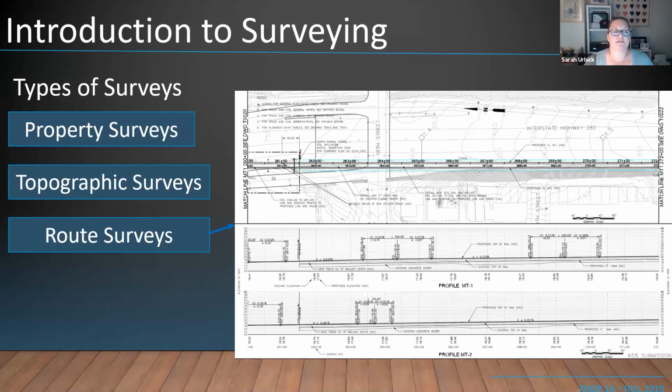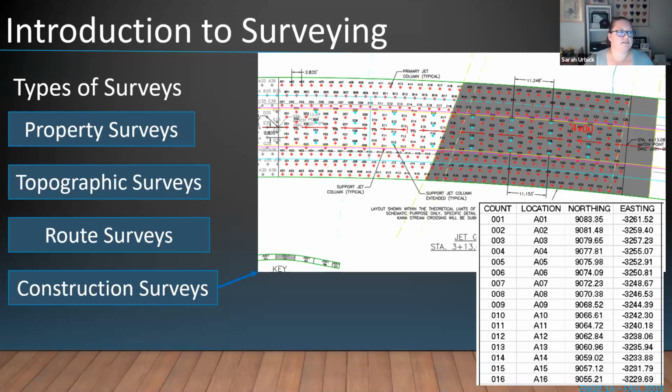Construction surveys. Where is the point? And am I going to remove material? Do I need to add material? Am I in the right location? So that's the information that we need there. What's the data? Okay, so that's more areas of surveying that we get into.